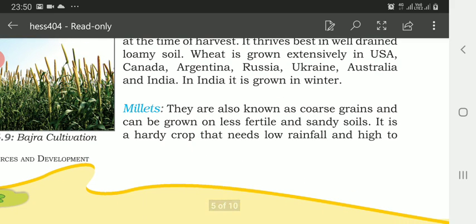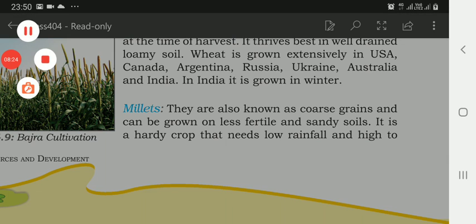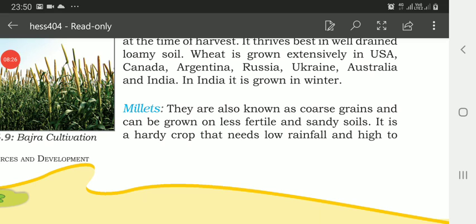Now, another crop that we are going to discuss is millets. They are also known as coarse grains. Why are they called coarse grains? Because the level of gluten is very low in this type of crop. When you make the dough of wheat flour, there is a stickiness in it. But millets do not have that stickiness when you make the dough of them.